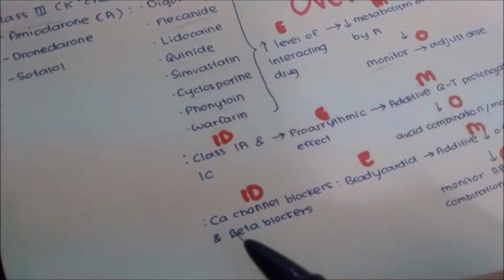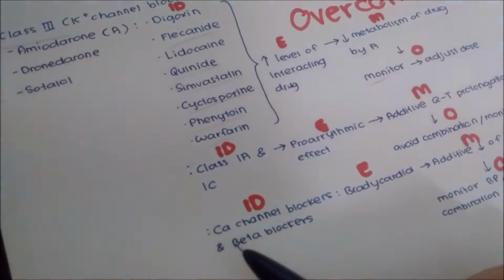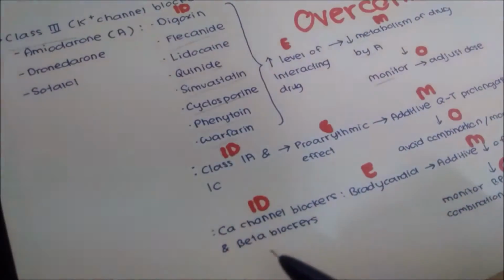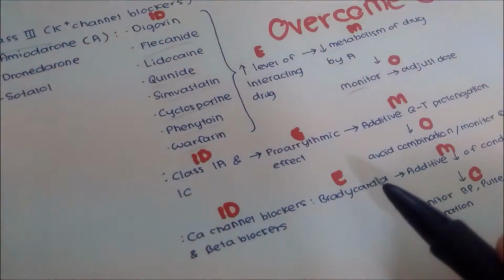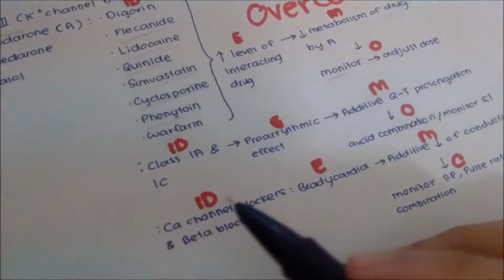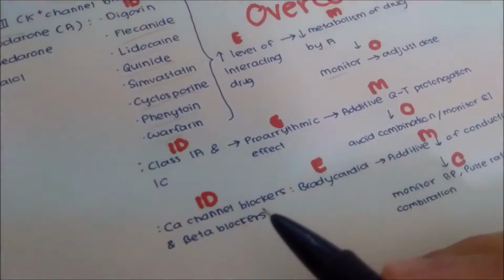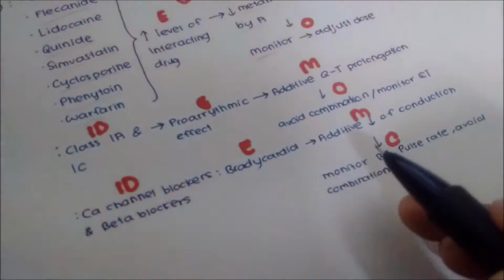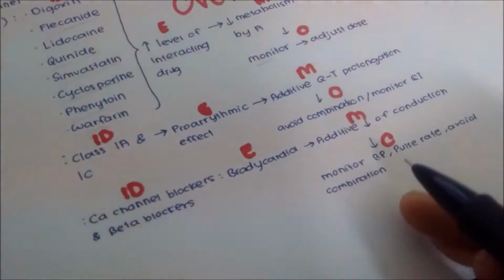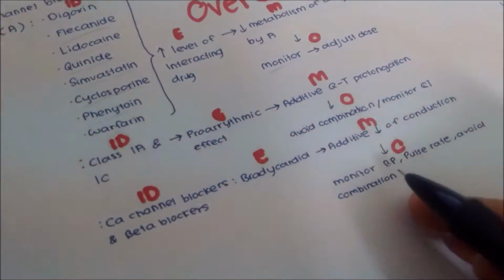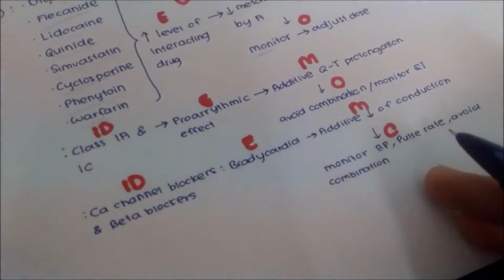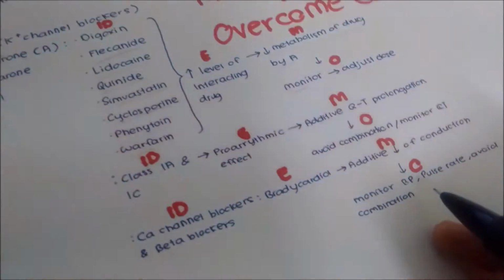Then, it also interacts with calcium channel blockers and beta blockers. Amiodarone will cause bradycardia, and when the patient takes calcium channel blockers and beta blockers at the same time, it will cause an additive decrease of conduction. To overcome this, we need to monitor the blood pressure and pulse rate, and avoid the combination of those drugs.